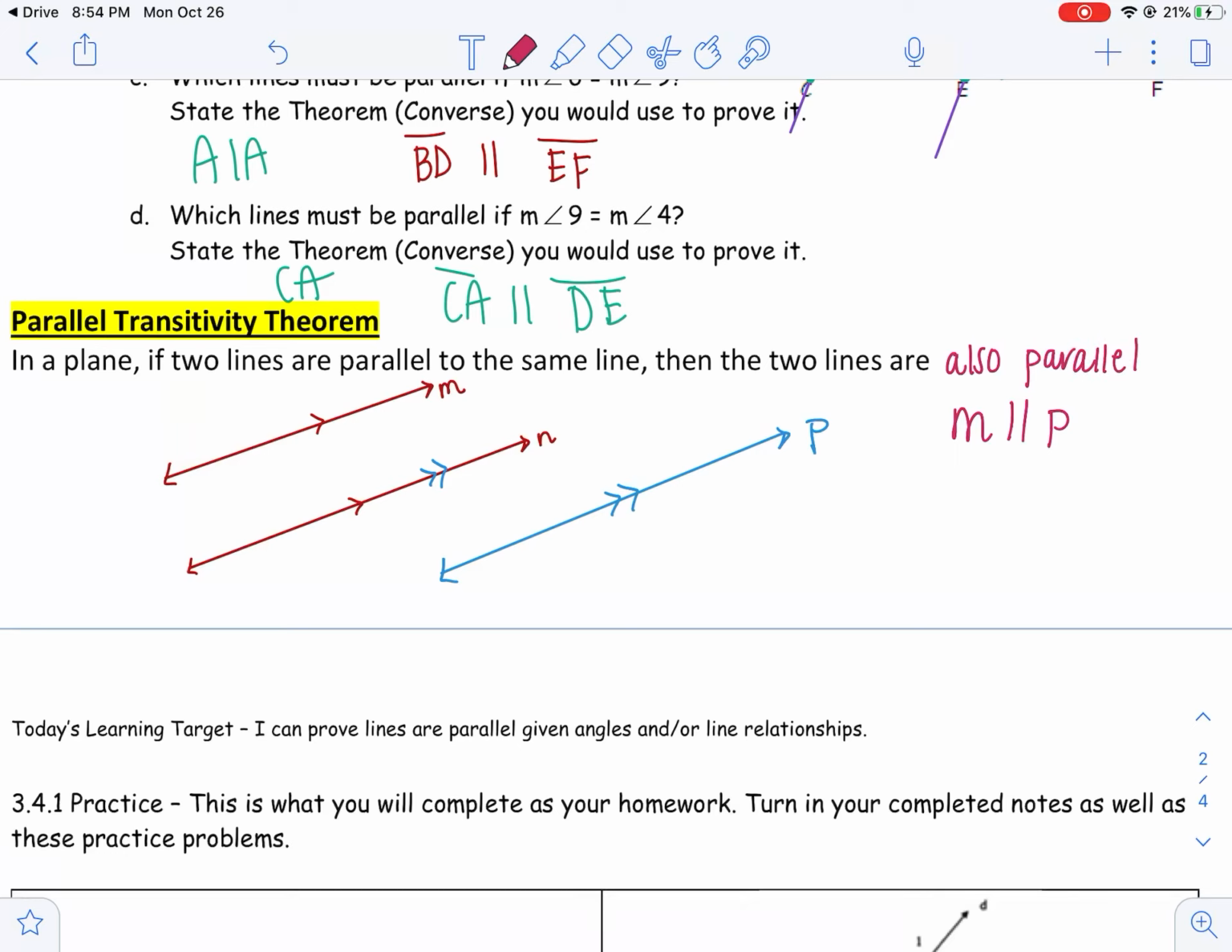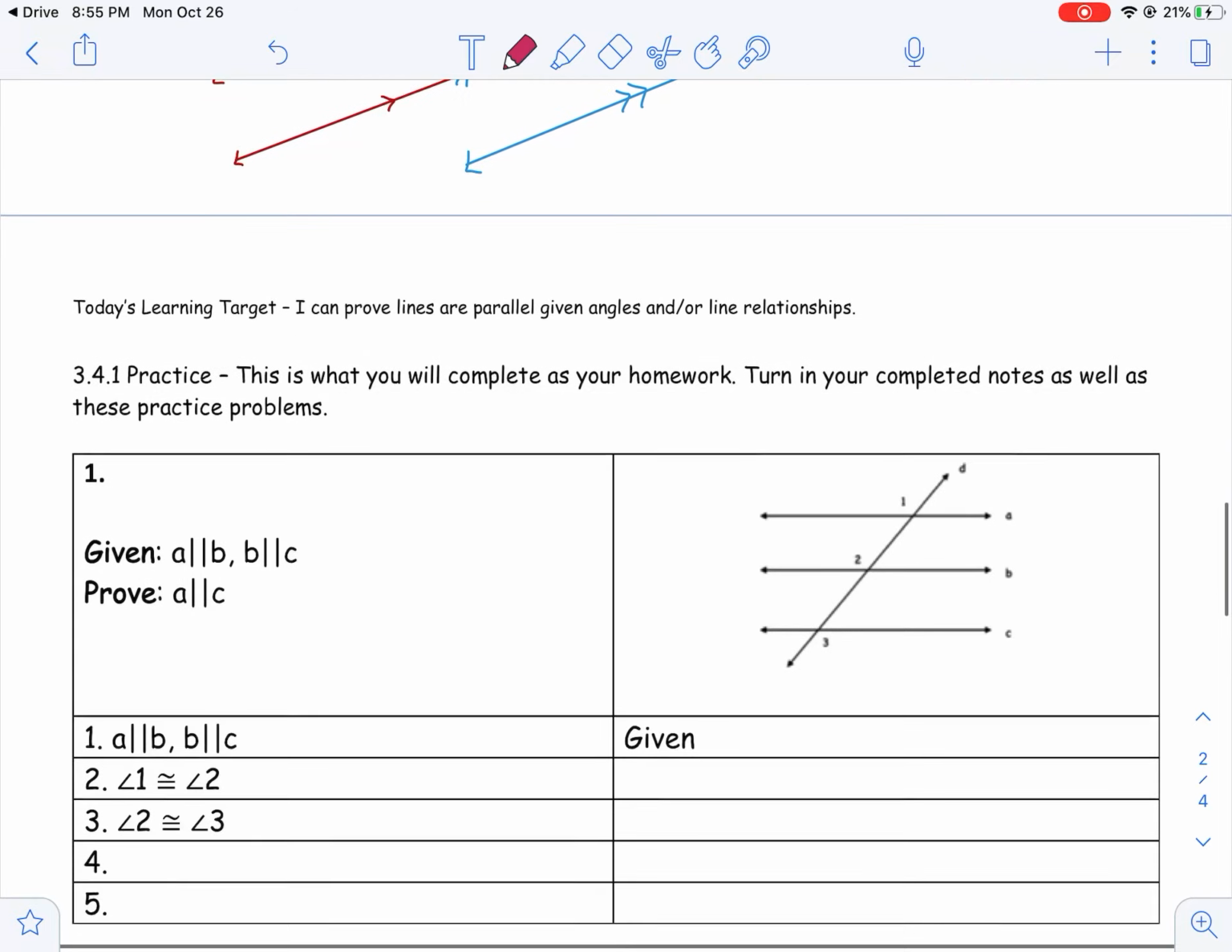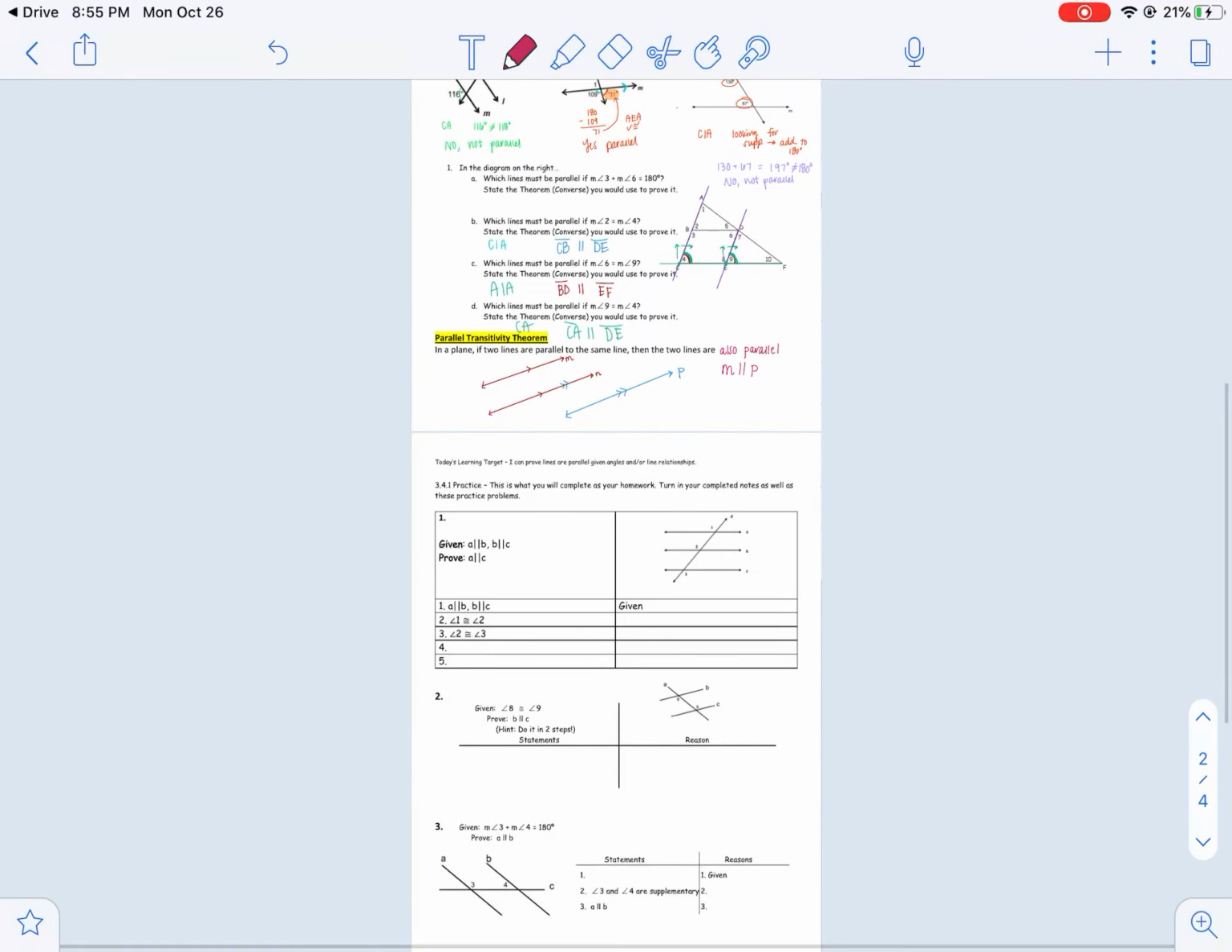If we're having trouble seeing this, let's think about them in an algebraic sense. Parallel lines just mean they have the same slopes. They're increasing or decreasing at the same rate. So, if I've got two lines that are increasing at the same rate, and then another line that's increasing at that same rate, then all three lines are going up at the same rate. So therefore, all three lines are going to be parallel, okay?